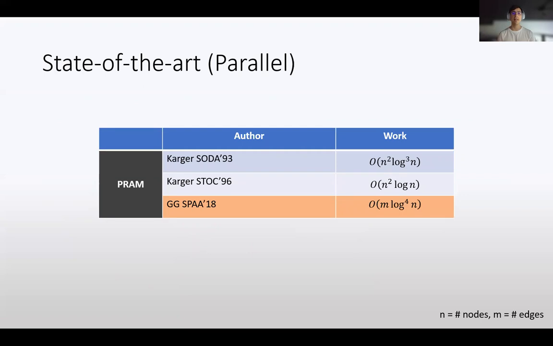I will now quickly review the lay of the land in efficient randomized algorithms for the weighted minimum cut problem in the parallel setting. Throughout, n is the number of vertices and m is the number of edges. Almost 30 years ago, Karger was the first to obtain a parallel min-cut algorithm for weighted graphs with polylogarithmic depth. It uses n squared log cubed n work and is a parallelization of his classic sequential algorithm, which works by randomly contracting edges. Later, Karger was able to improve this result to n squared log n work, but it was only recently that Geissmann and Gianinazzi were able to break this quadratic dependency in the number of vertices by giving a parallel min-cut algorithm that requires only near linear work in the number of edges, namely m log to the 4th power n work.